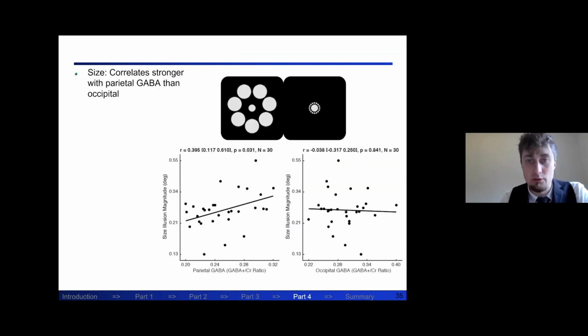And with the results, so this is the size illusion that we used, it's the Ebbinghaus illusion, where this disk here is the same size as this, but the one on the right should appear bigger. That's the illusion, at least. But exactly how much bigger it appears varies from person to person. And this illusion magnitude, we found, was related to parietal GABA concentration, but not the occipital.